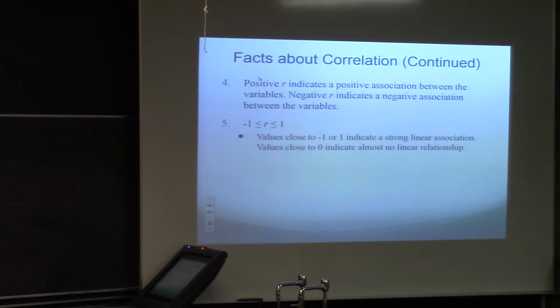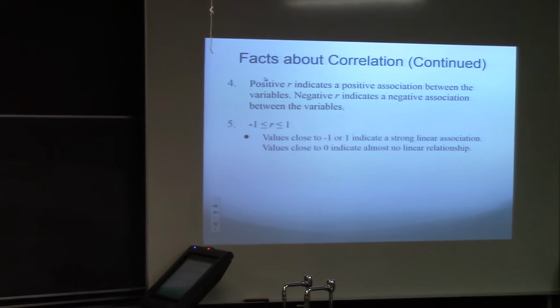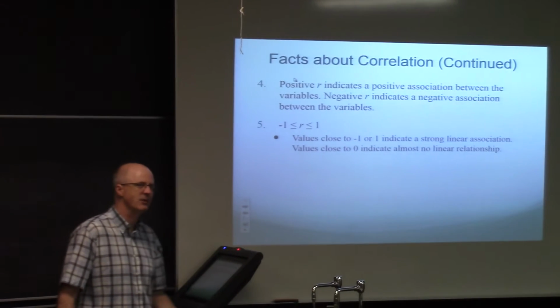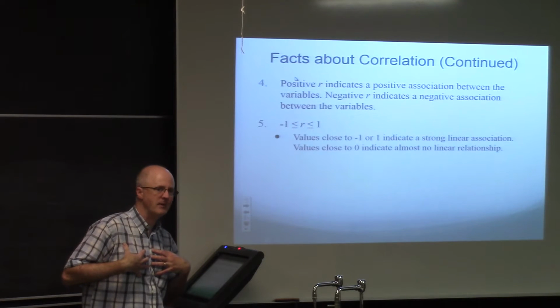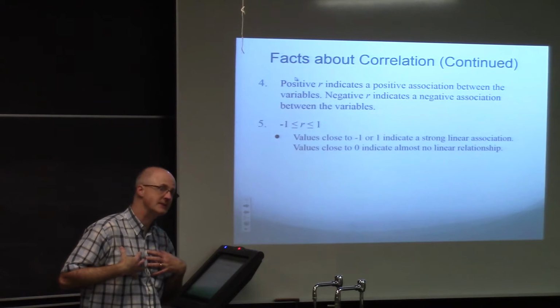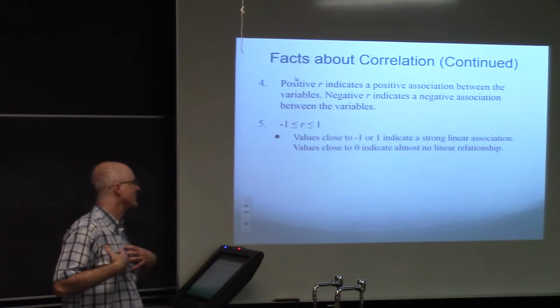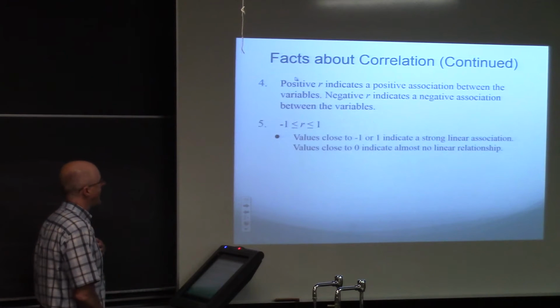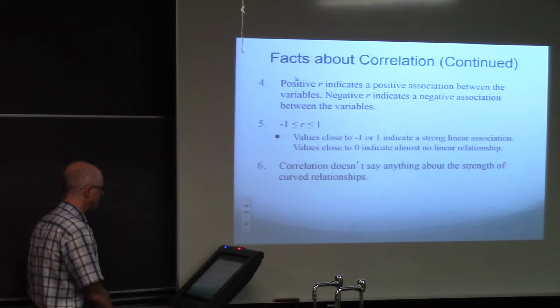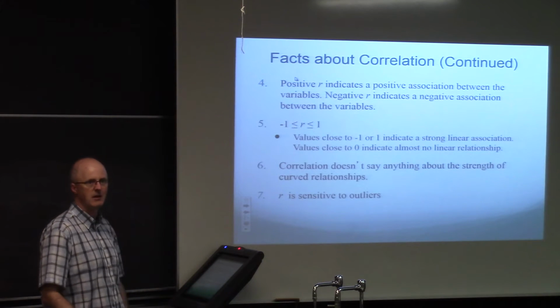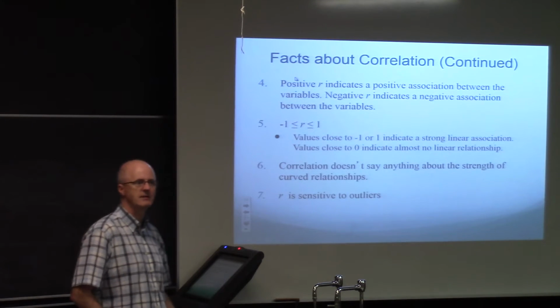Mathematicians and statisticians have proven it, but that formula we looked at would be pretty difficult for most of us, maybe even me included, to prove that r can't be bigger than 1 and can't be less than -1. But it's true. That is the truth. And it measures a linear association. It doesn't say anything about the strength of curved relationships. And it's sensitive to outliers, just like the means and standard deviations are, not resistant.